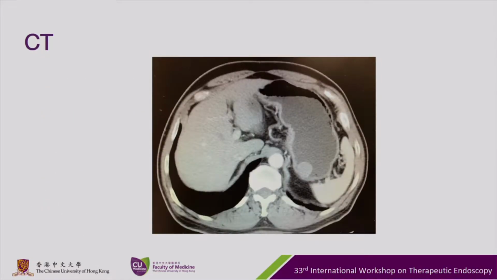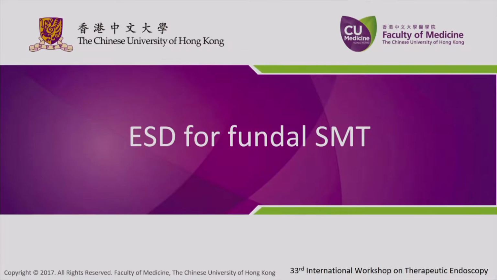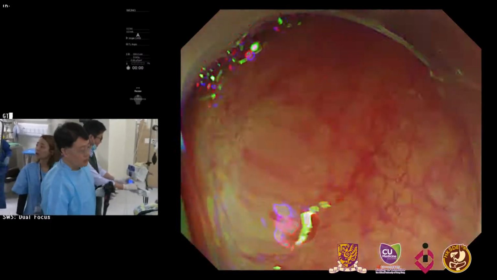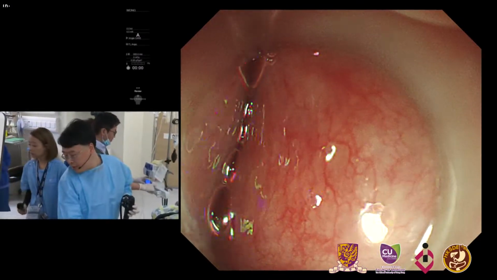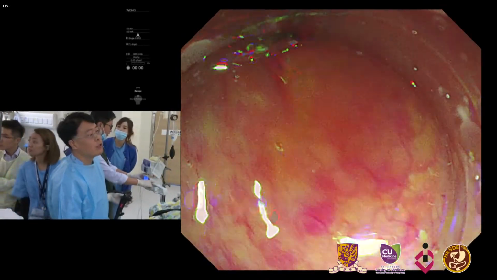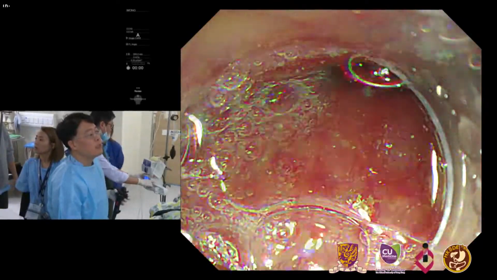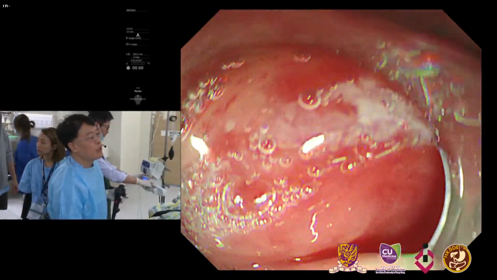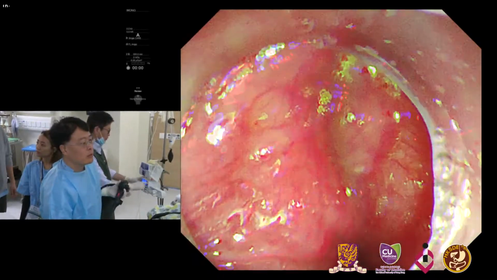And this is the CT image of the patient. Today we're going to do ESD for the fundal SMT. So, carbon dioxide. We use the Olympus 260G endoscope to observe the lesion first, then decide which kind of method we want to use to remove the lesion.